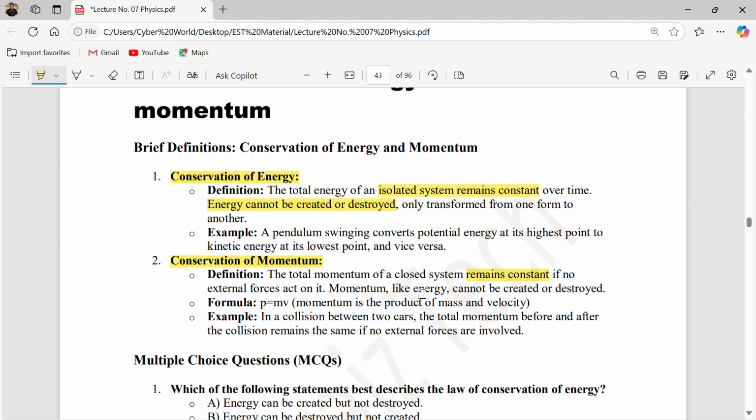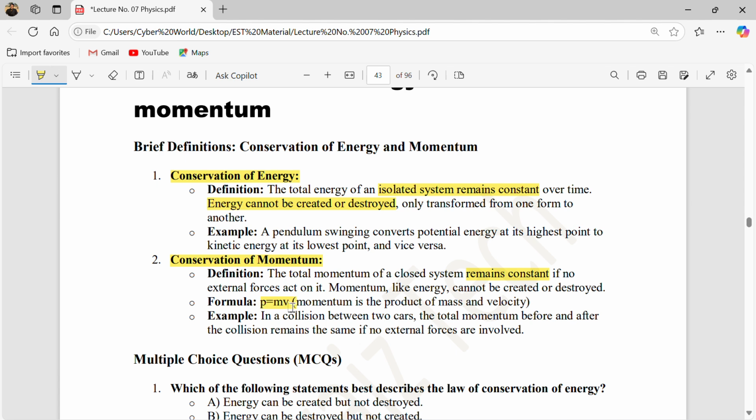If no external force acts on it, momentum, like energy, cannot be created and cannot be destroyed by ourselves. And the formula of linear momentum is P equals mv. Momentum is a product of mass and velocity.